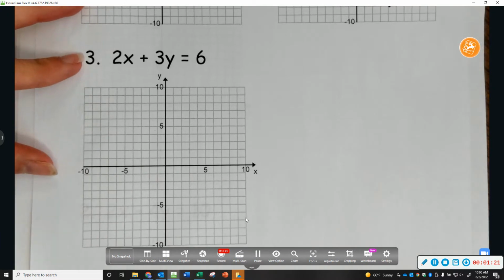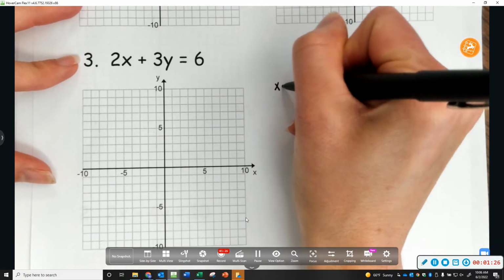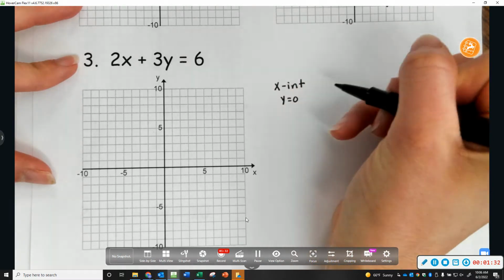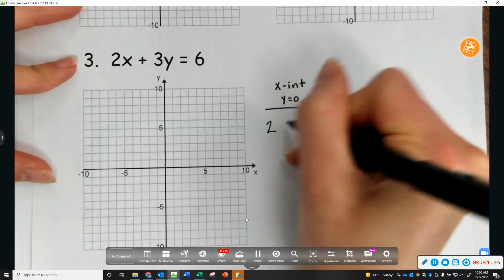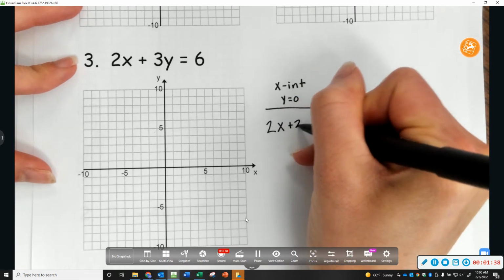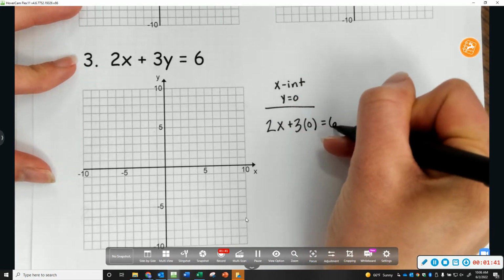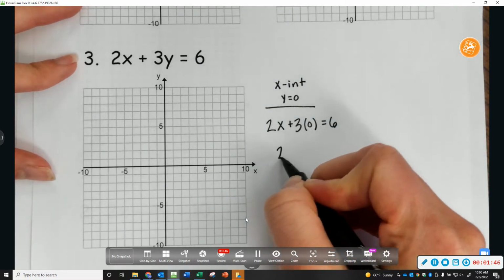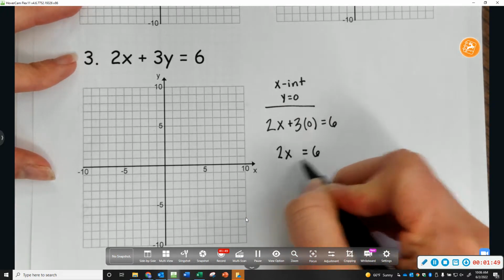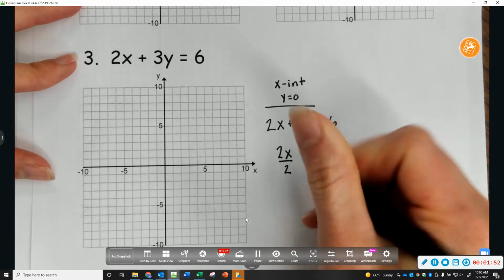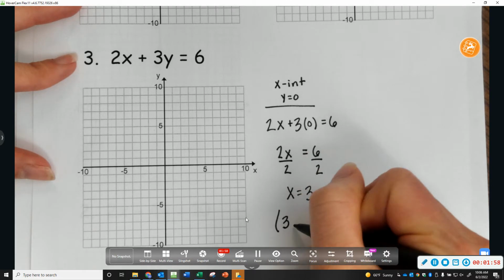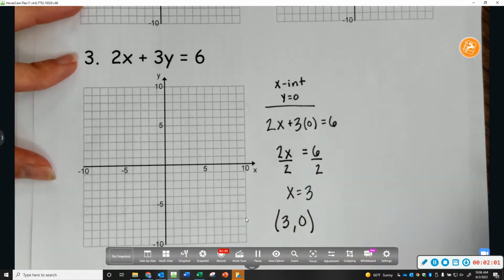And the easiest way to graph these is finding your x and y intercepts. If I do my x-intercept, that is where y is 0. So I'm going to plug in 2x plus 3 times 0 equals 6. So this is 0. So 2x equals 6. So x equals 3. So that is my x-intercept. My x is 3, and I plugged in a 0 for my y.